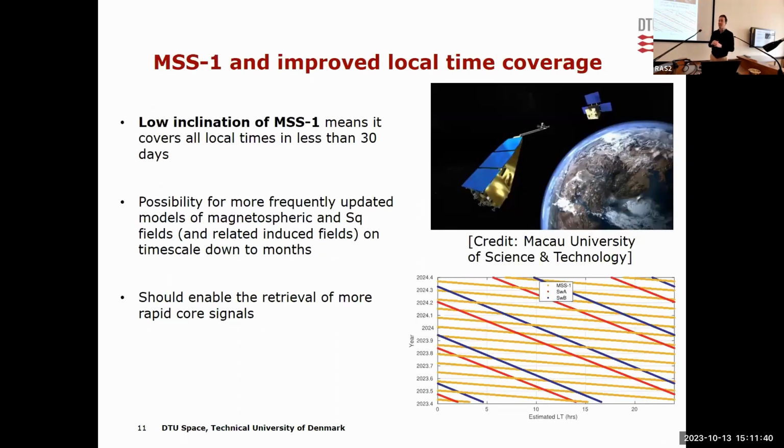And here I was just making the point that's already been made several times, that with this very rapid local time coverage of MSS-1 in the gold bands, within 30 days, we're sampling all local times. So this means we could think about updating models of the ionospheric field and magnetospheric field on monthly timescales. And if we can do that, then we should be able to go after these more rapid core field signals.